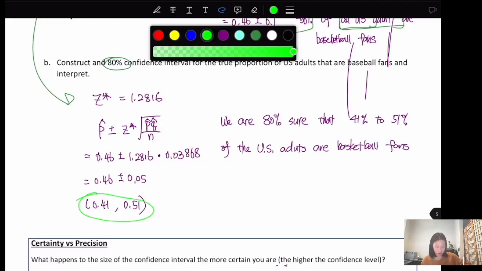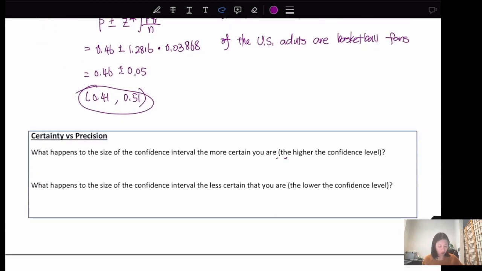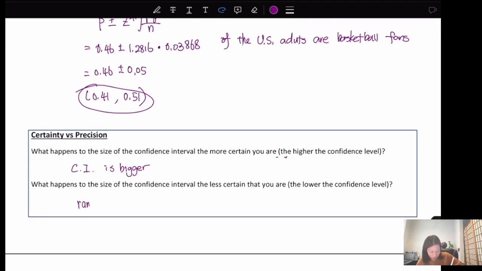So that means the more certain you are, the bigger the confidence interval, or the range, is. What happens to the size of the confidence interval if you are less certain? That means the interval, or the range, is smaller.